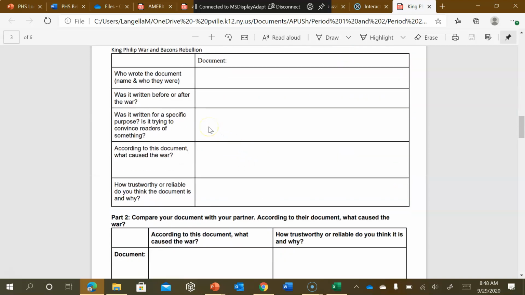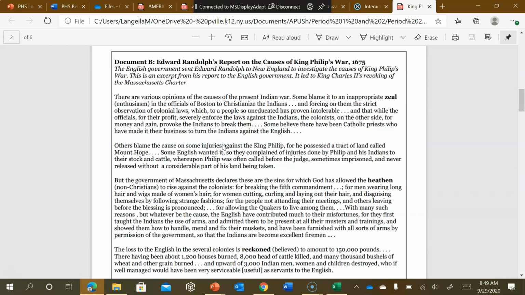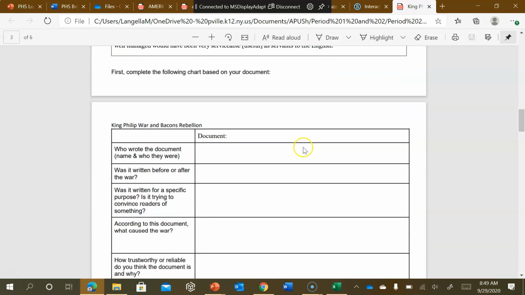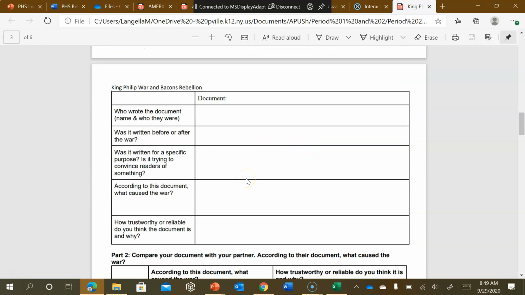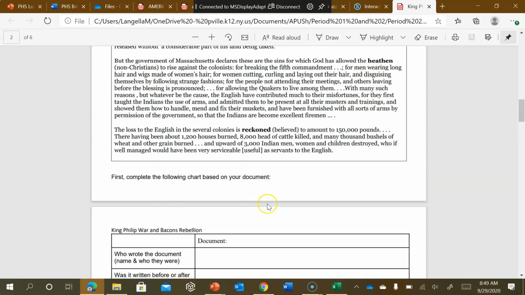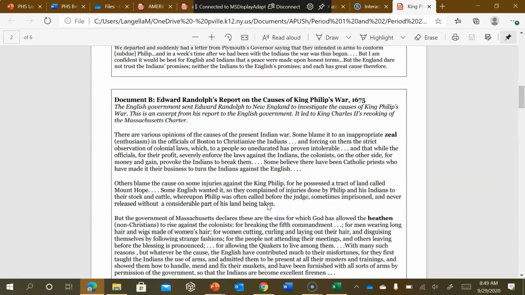Okay. Was it written for a specific purpose? What was the purpose of this document? What do you think? What's the purpose of document B? Yeah, it was like an investigative piece, right? It was an investigative piece to tell England what was going on. So this is kind of an investigative summary of what caused the war. According to this document, what caused the war? What did document B say? Who caused the war?